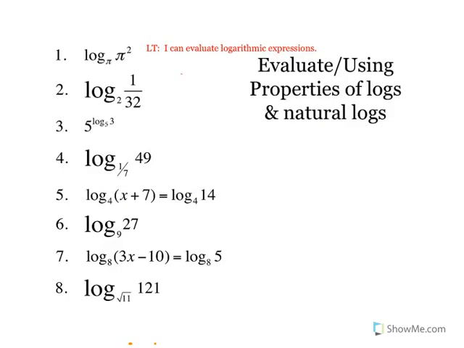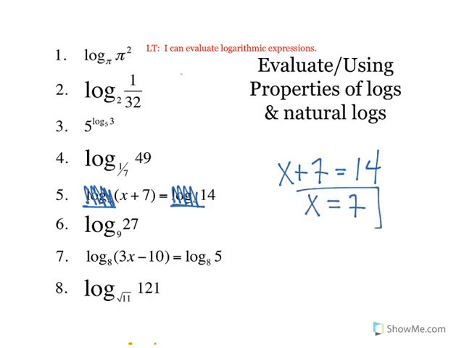So look at number 5. Log base 4 of x plus 7 equals log base 4 of 14. The log bases are the same. So based on that property, I can drop the log base 4s and what's left is equal. X plus 7 equals 14. Subtract 7 on both sides, and there's my answer again.